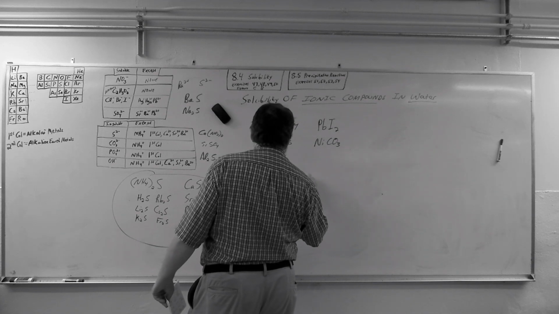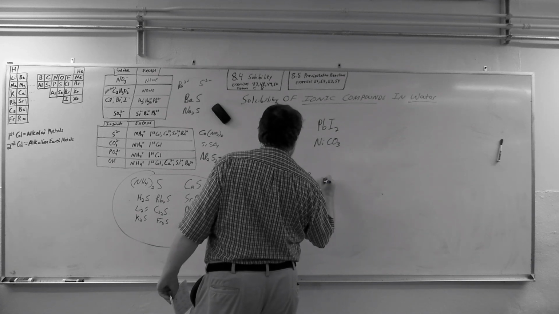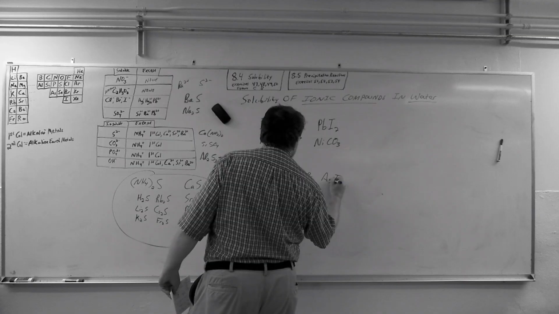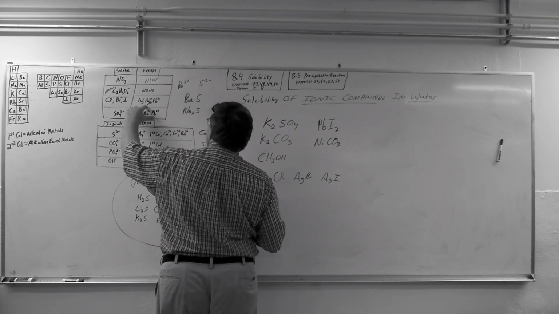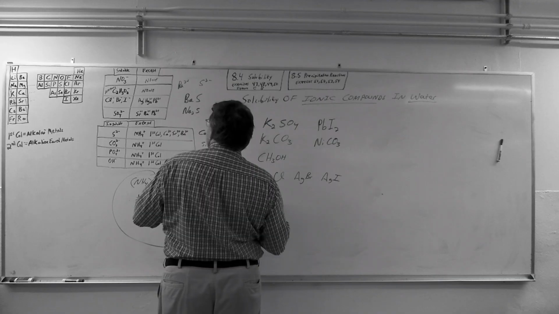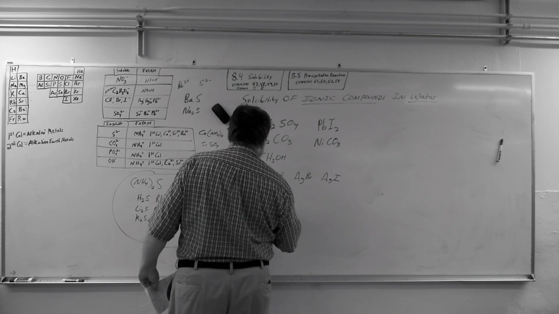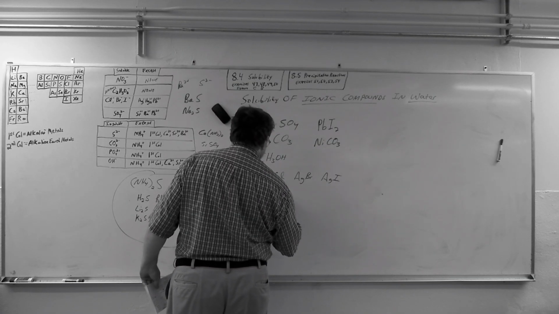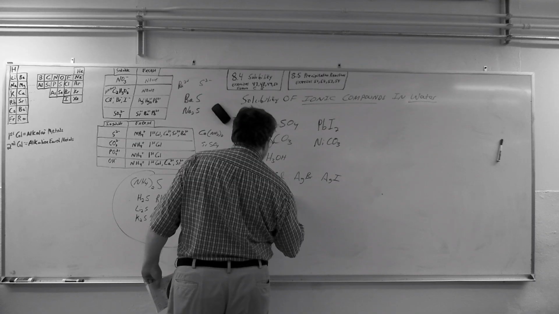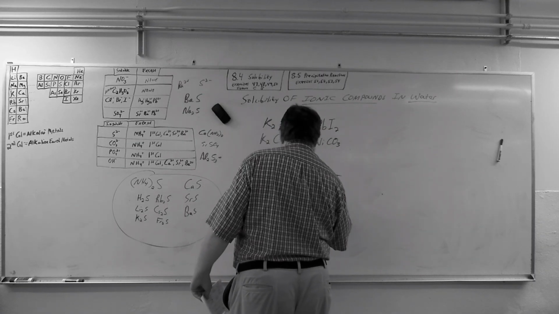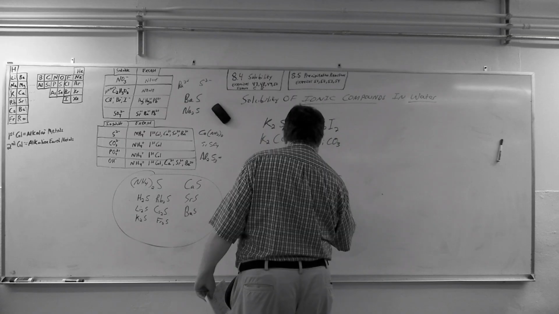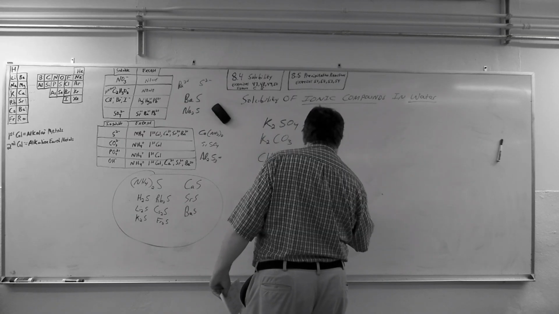AgCl, AgBr, the Hg2, that's a polyatomic ion, that's called mercurous. But it's a 2+, so I'm going to have to go Hg2Cl2, Hg2Br2.